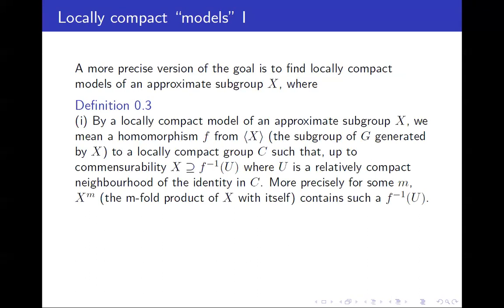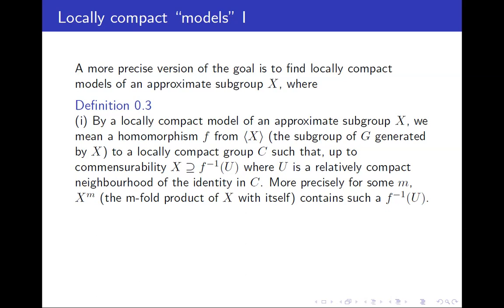What's the meaning? So I'll give a definition. By a locally compact model of an approximate subgroup, we mean a homomorphism F from the subgroup generated by X, which in general could be in infinitely many steps, to a locally compact group C, with dense image, such that up to commensurability, after replacing X by something commensurable with it inside the group generated by X, it contains the pre-image of a relatively compact neighborhood of the identity in the locally compact group.